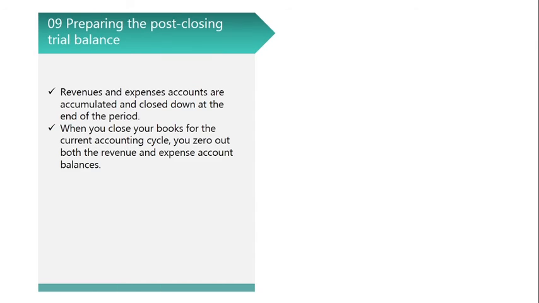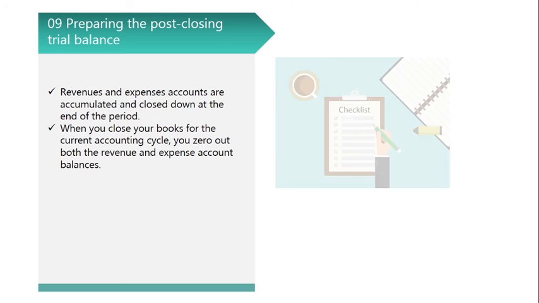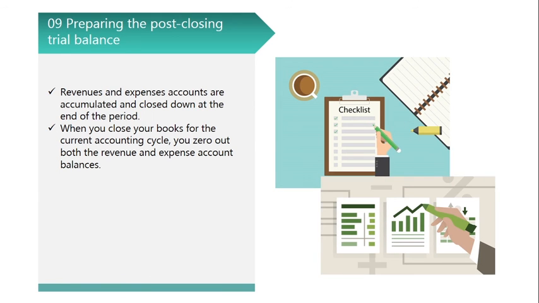The ninth step is preparing the post-closing trial balance. After the closing entries have been posted, the post-closing trial balance is prepared from the general ledger accounts. This is necessary to assure that these entries have been correctly posted. This will also check the equality of the debits and credits after the closing entries. So revenue and expense accounts are accumulated and closed down at the end of the period. When you close your books from the current accounting cycle, you'll zero out both the revenue and expense account balances.